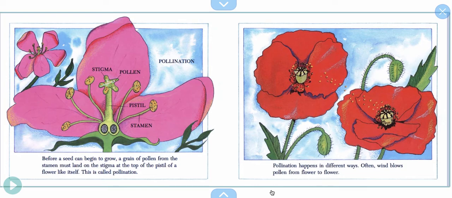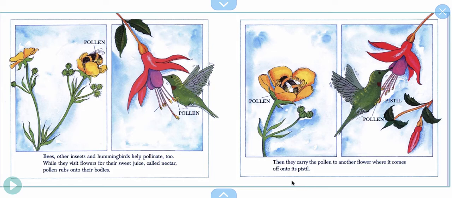Pollination happens in different ways. Often, wind blows pollen from flower to flower. Bees, other insects, and hummingbirds help pollinate too. While they visit flowers for their sweet juice called nectar, pollen rubs onto their bodies.